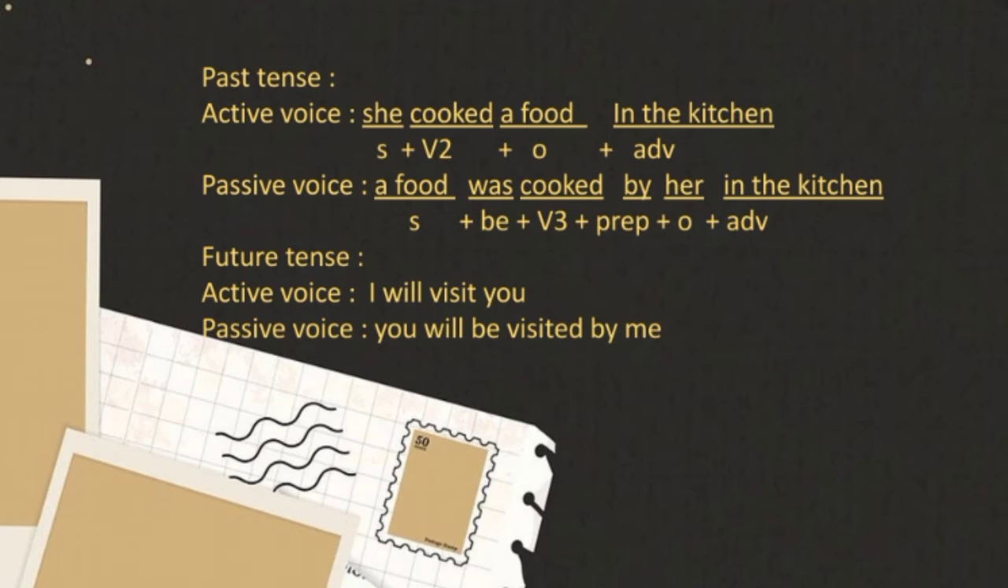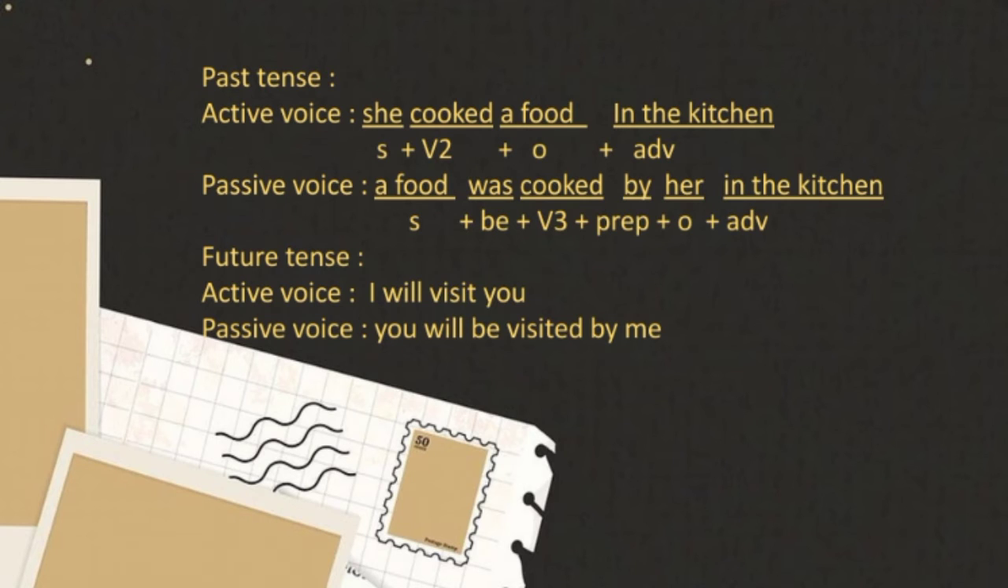And for another example, if in active voice we use future tense, like "I will visit you", and we want to change to passive voice, it will become "You will be visited by me." Yes, don't forget to add to be and use the preposition.